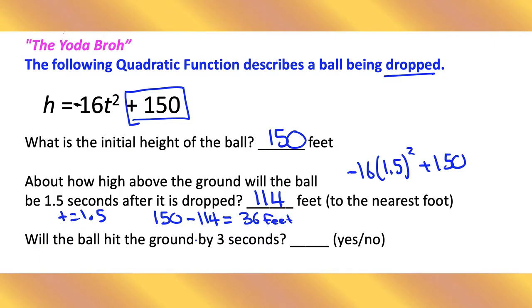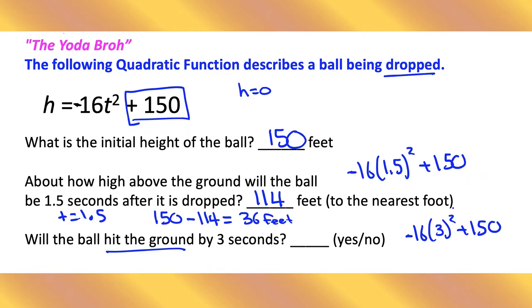Will the ball hit the ground by 3 seconds? So what we're looking for here, students, is 0. If you plug in a number and you get 0, that's the exact time it hits the ground, because when the height equals 0, that's when you have hit the ground. So let's plug in 3 and see what we get. Negative 16 times 3 squared plus 150. Negative 16, bracket 3, close the bracket, square it, plus 150.